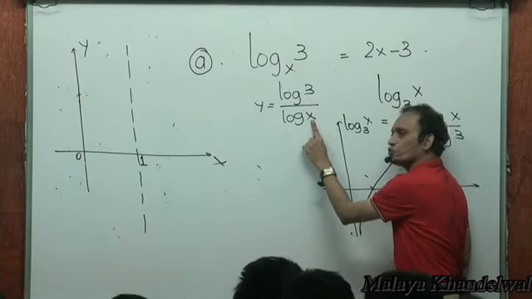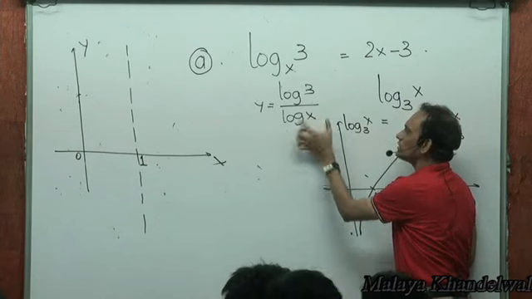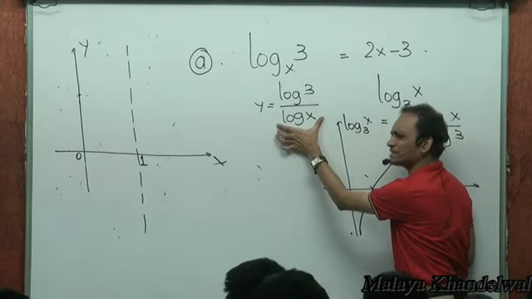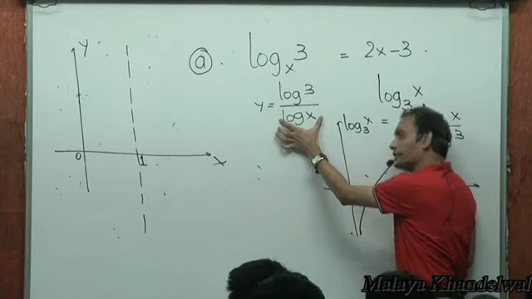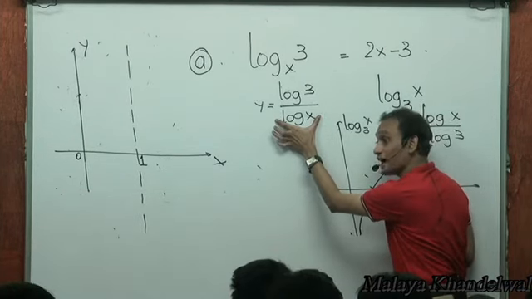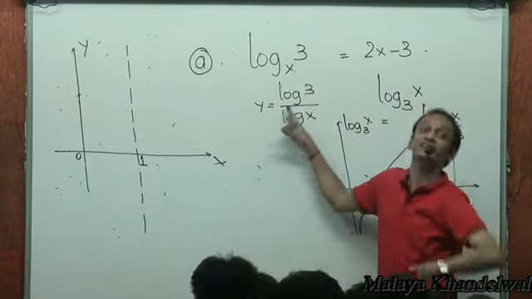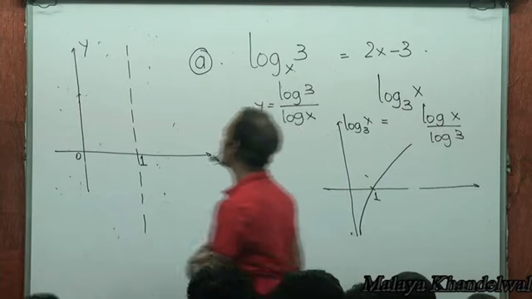As x tends to 1 from the less than 1 side, this will be negative. When x is slightly less than 1, this will be negative but will tend to 0 in the denominator. So y tends to minus infinity. As x tends to 1 from the less than 1 side, y will tend to minus infinity.